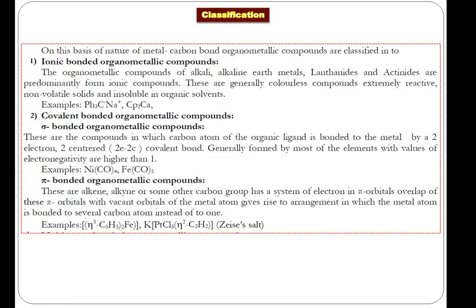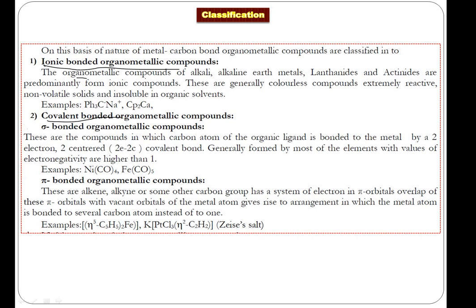Now let's look at the classification. There are many types of classifications. I have made it very simple so that we understand the basics at this level. They can be classified into ionic bonded organometallic compounds and covalently bonded organometallic compounds.